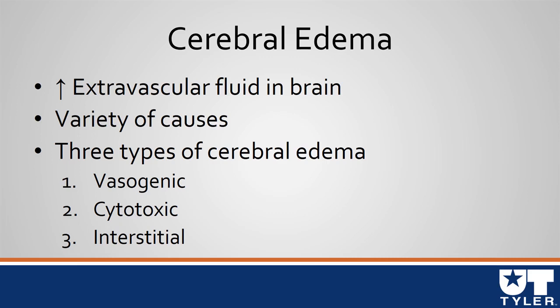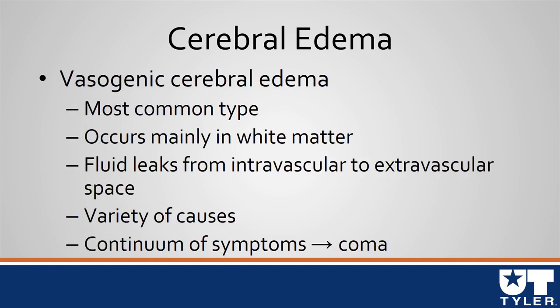There are three types of cerebral edema: vasogenic, cytotoxic, and interstitial, and more than one type may occur in the same patient. Vasogenic cerebral edema, the most common type of edema, occurs mainly in the white matter and is characterized by leakage of large molecules from the capillaries into the surrounding extracellular space. This results in an osmotic gradient that favors the flow of fluid from the intravascular to the extravascular space.